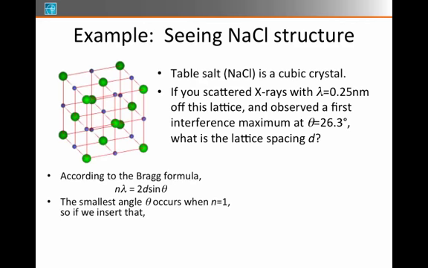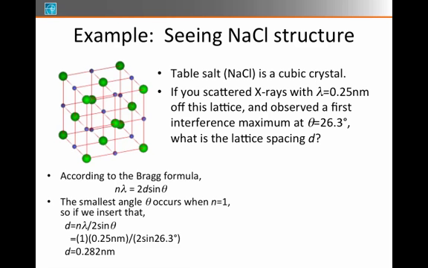The smallest angle theta occurs when n equals 1, so if we insert that into the Bragg formula, then d, which is equal to n lambda over 2 sine theta, becomes 1 times 1/4 of a nanometer divided by 2 times sine of 26.3 degrees. In this case, d is 0.282 nanometers.